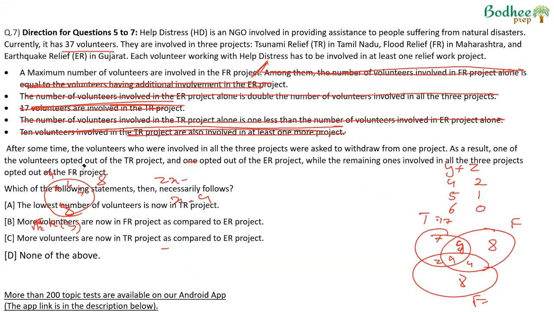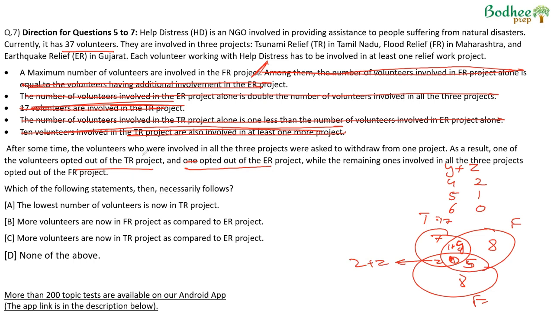Now what question 7 says as additional information is that some of the volunteers who were involved in all three projects were asked to withdraw from one project. As a result, one of the volunteers opted out of TR. The person who moves out of TR will go to FR and ER only, so this will become 5. One opted out of ER. The person who leaves ER will get added here. 2 people are gone, so 2 are left here. Remaining ones opted out of FR, so this will become 0. 2 people will come here. This will now become 2 plus Z.